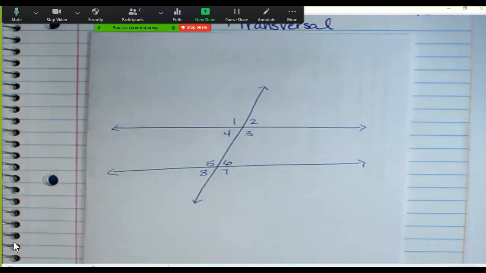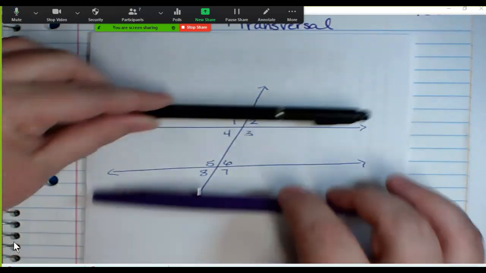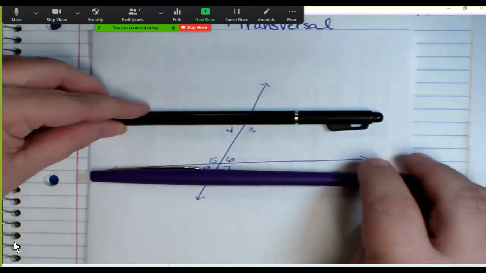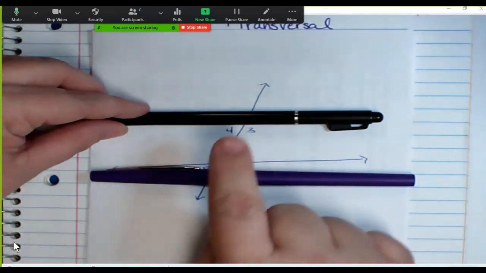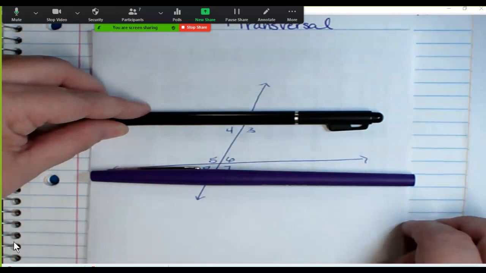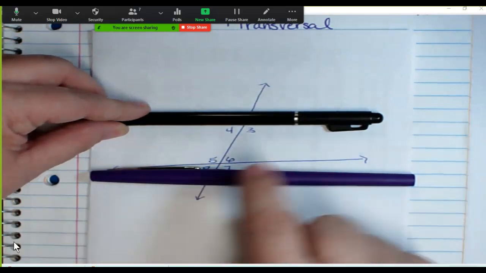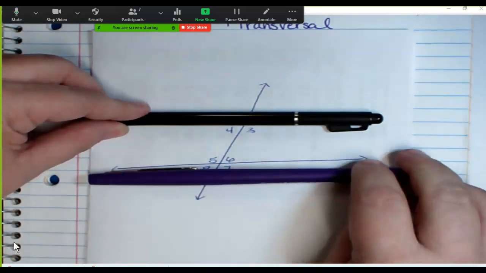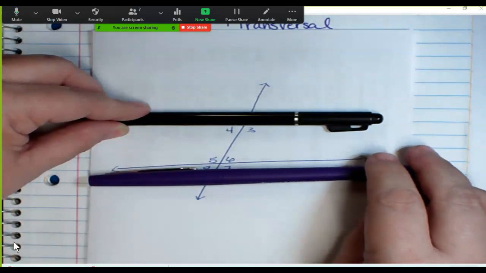That would be same side interior. Alternating, remember they have to split the transversal. 5 and 3. So if I look at my parallel lines, do you see that transversal? 5 and 4 are on the same side of the transversal. But 5 and 3 are on the opposite sides of that transversal. Yes?